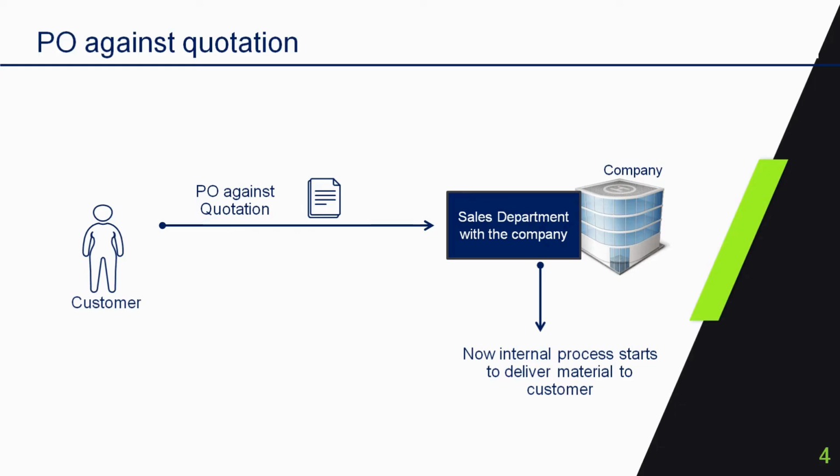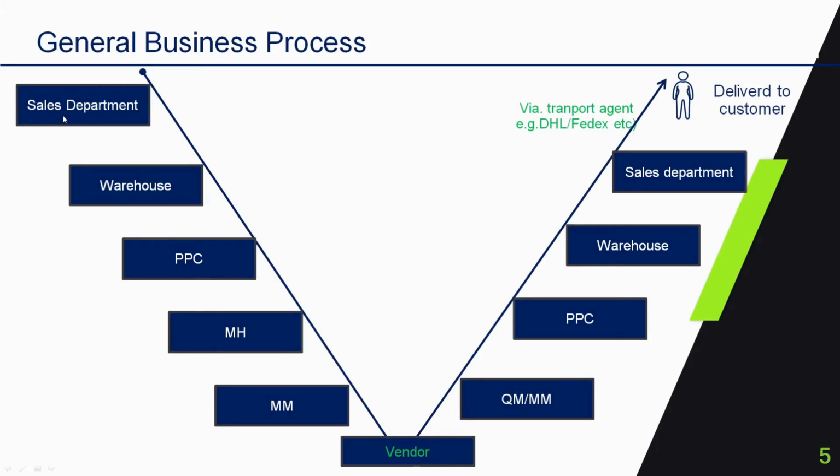When the customer issues the PO to the company, there will be several steps within the company to deliver materials to the customer. Let's discuss briefly how it happens. The first step will be the sales department asking the warehouse whether the material is available or not. If the material is not available, the sales department will request the PPC, Production and Planning Control Department, in order to manufacture the material. The PPC department will request the Material Handling MM department for the raw materials.